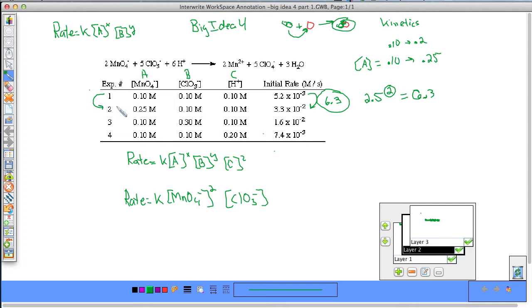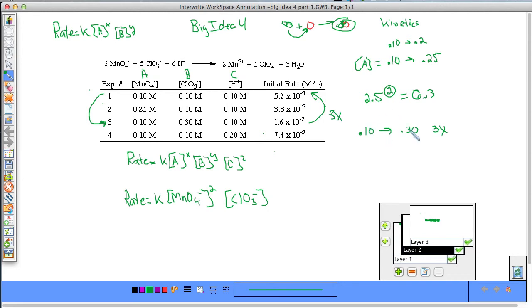If we compare the first experiment to the third experiment, this is going to give us something to work with, because everything is 0.1 here, and the only thing changed from experiment 1 to experiment 3 is the concentration of ClO3. And the concentration went up 3 times. We went from 0.1 to 0.3. So that's a 3 times increase. So what is the amount that I increased the rate here? I got 1.6 times 10 to the second, and it went from 5.2 times 10 to the third. Well, if you divide that into that, you'll find that it's 3 times.